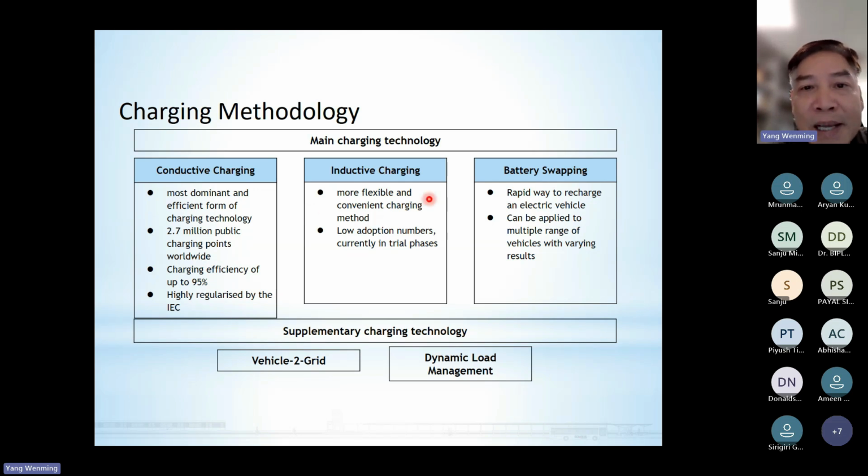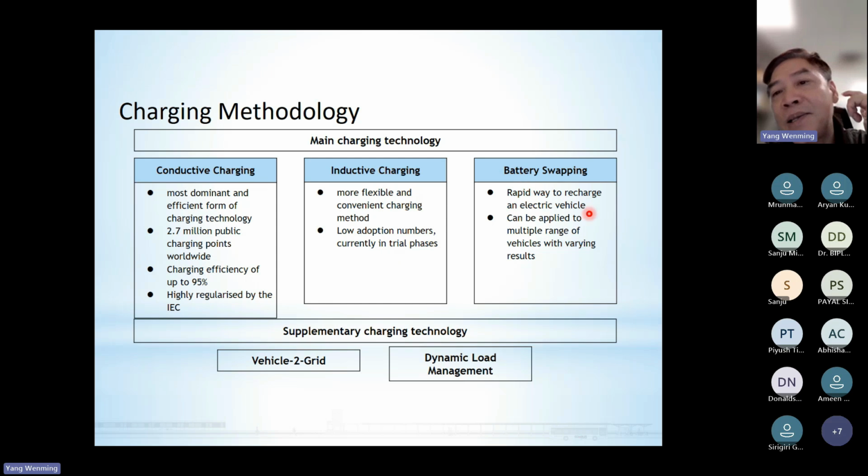Okay, so next one is the inductive charging. There's no direct wire or cable to connect the vehicle and the power source, correct? So this one is contactless charging. This kind of charging method is more flexible and convenient. However, there are no adoption numbers currently. It is still in trial phases.